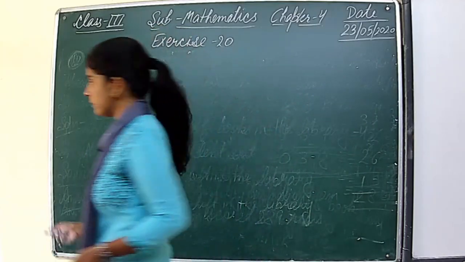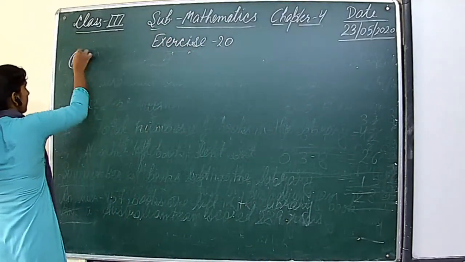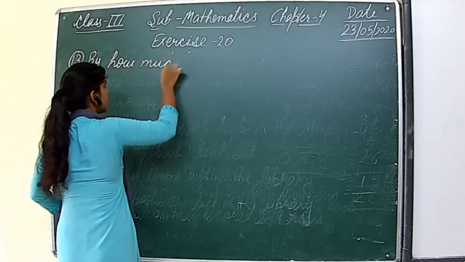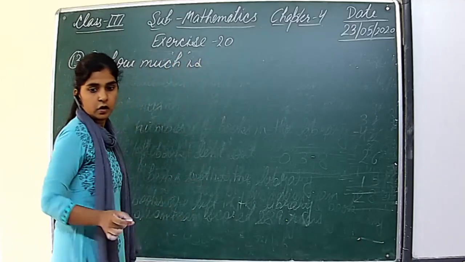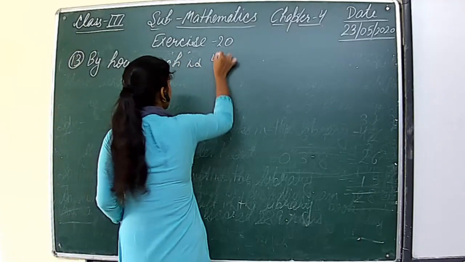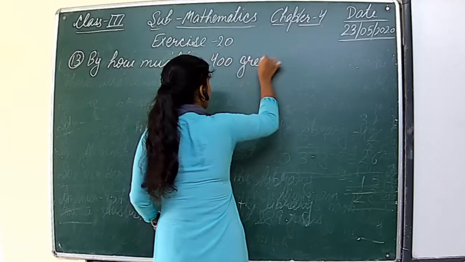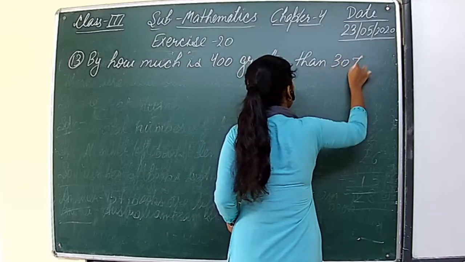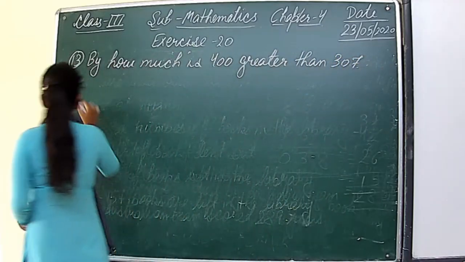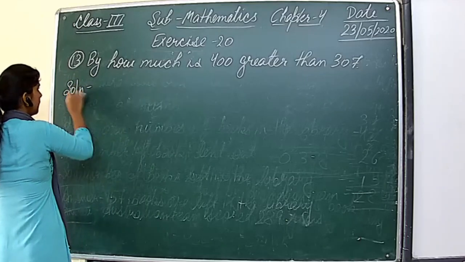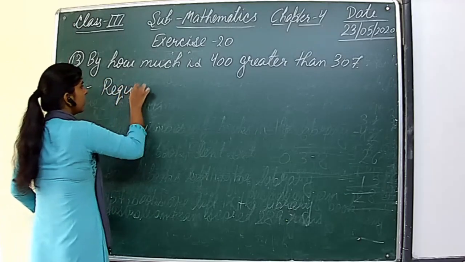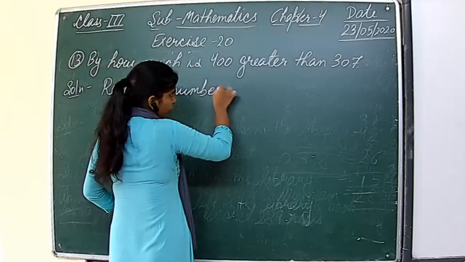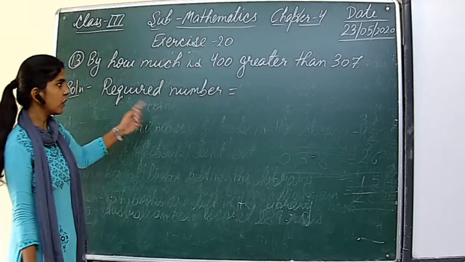By how much is 400 greater than 307? In these kinds of questions we will write only one line, that is the required number. No need of writing statements of 2-3 lines, only one line will be there, the required number.